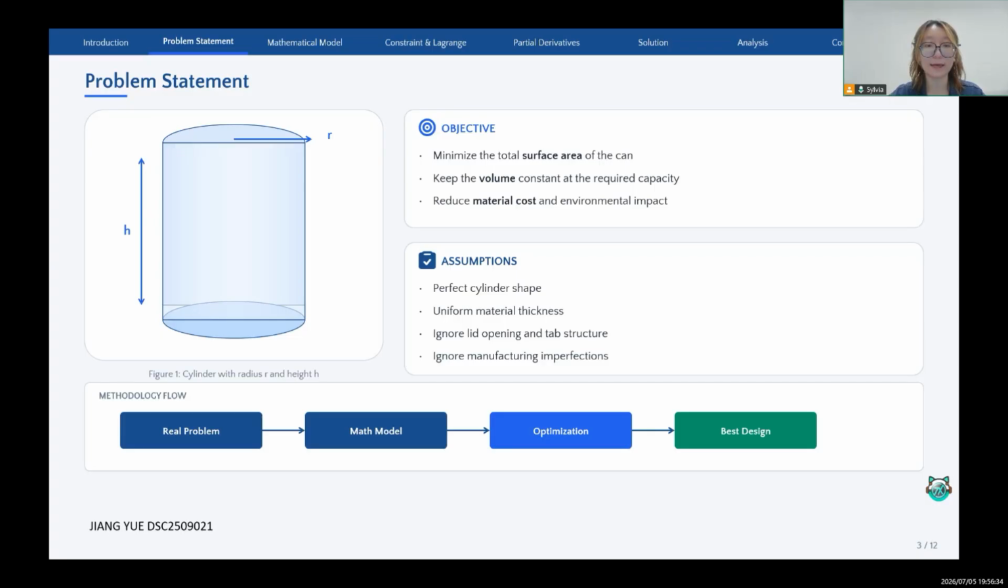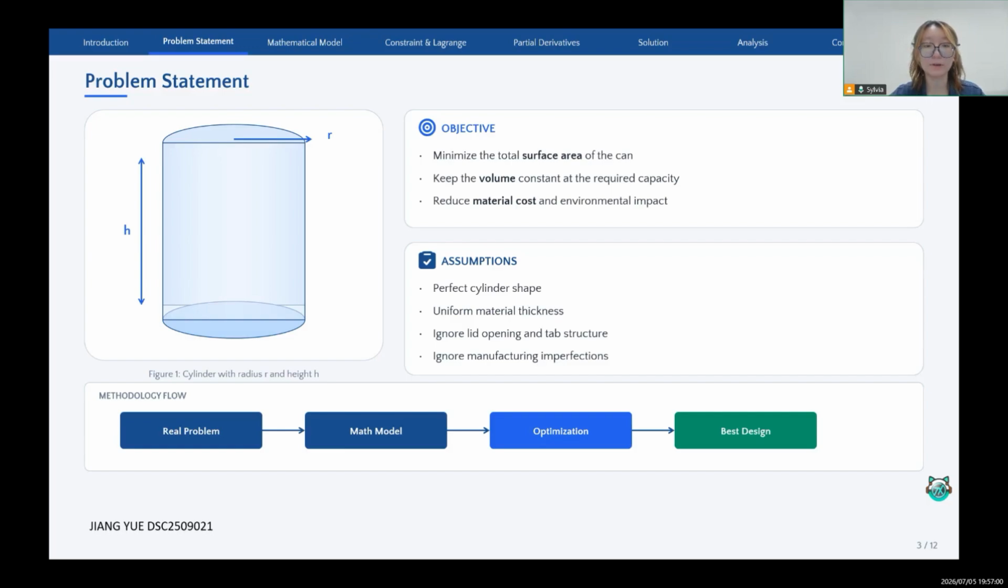Second, we have an unchangeable rule. The can's volume must stay fixed. A standard can holds 330 ml of liquid. We cannot make it smaller inside just to save metal. Third, less aluminum means lower factory costs and less harm to the environment.